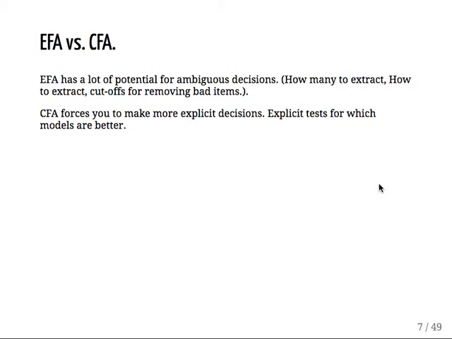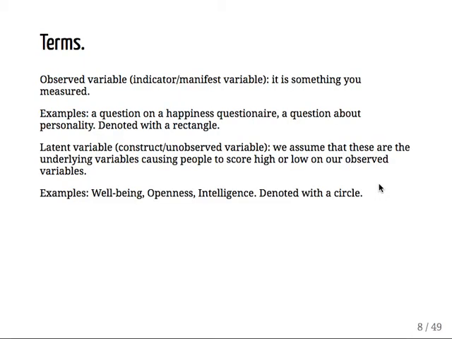So you might give the same data set to 2 researchers, and they might come up with very different conclusions in terms of how many factors there should be or how many items load on each factor. So with confirmatory factor analysis, we force you to make more explicit decisions, and there are actually explicit tests to say this one is definitely better than this other one. To the degree that we're able to do that, because there might still be some cases where the data don't allow for discrimination.